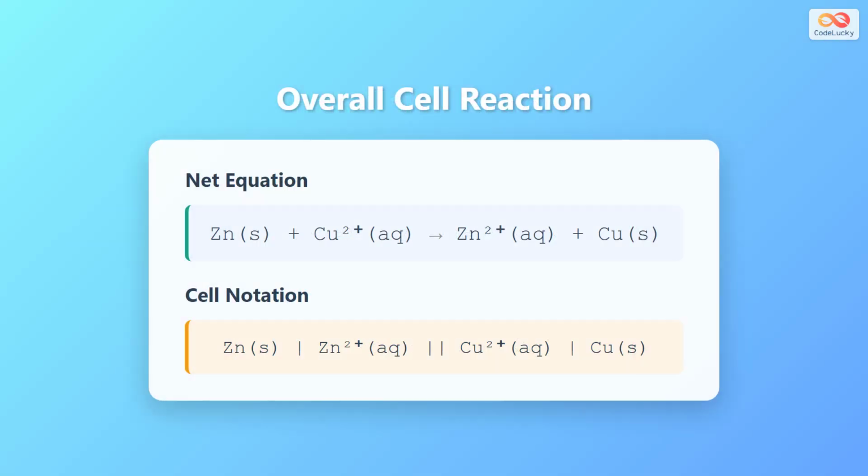When we combine the two half-cell reactions, we get the net equation for the entire cell. Zinc solid reacts with copper 2+ aqueous to produce zinc 2+ aqueous and copper solid. We can also represent this using cell notation. The vertical line represents a phase boundary, and the double vertical line represents the salt bridge separating the two half cells.